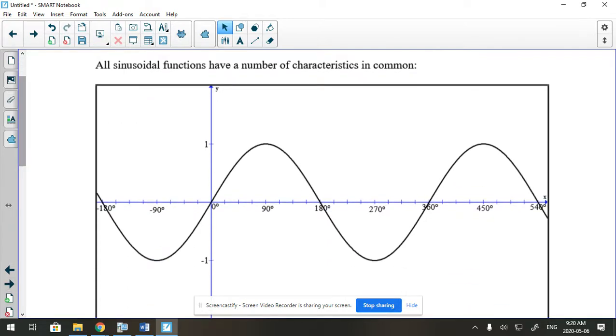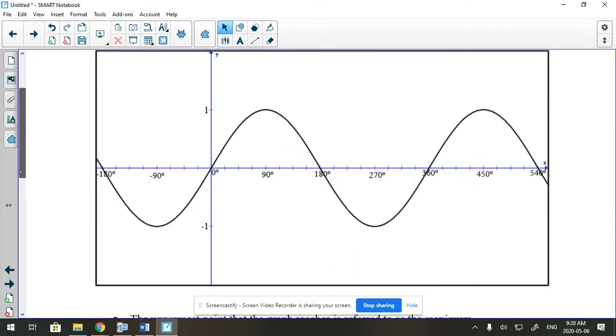So all sinusoidal functions have a number of characteristics in common. So this one we wrote in degrees, that's fine. Most of them you'll see in radians, but either way will work. So here we have a graph and there's some definitions we need to know.